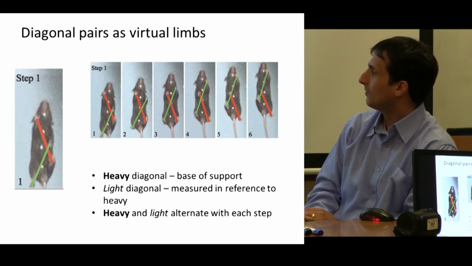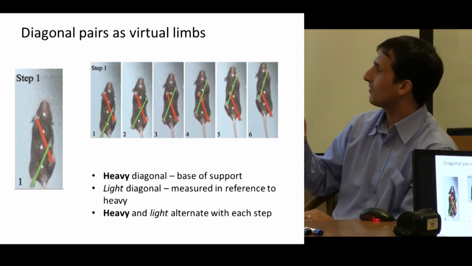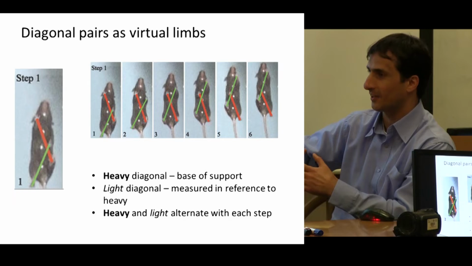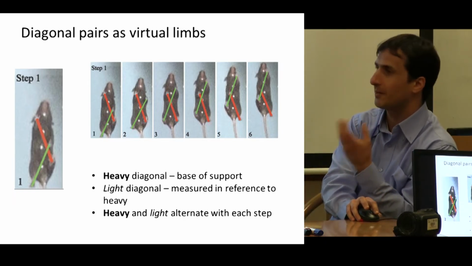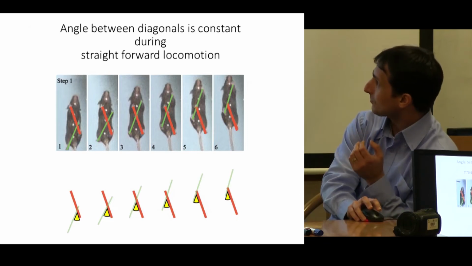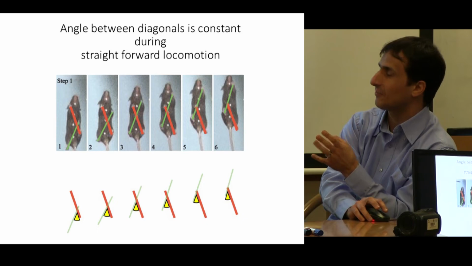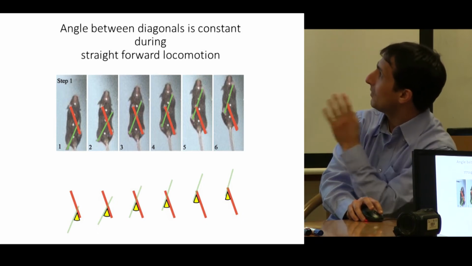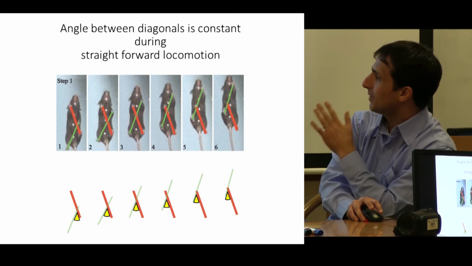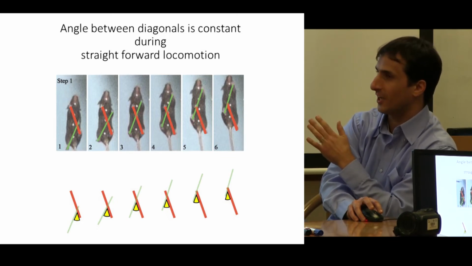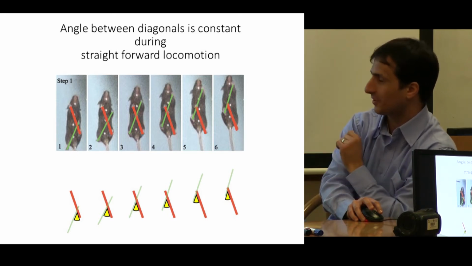And we also used the idea of changing the frame of reference, and our frame of reference each time was the heavy diagonal. And by that I mean that if we try to describe the movement of the animal when it's just walking, and we use the heavy diagonal as our frame of reference, then when the animal is walking straight, we can see that if we just measure the angle between these two diagonals, then the angle remains relatively constant when it's walking straight.